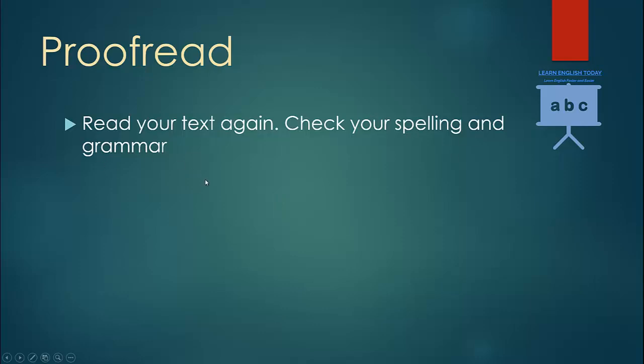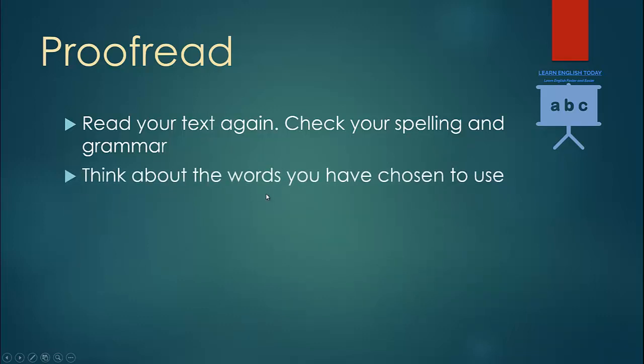So in previous steps, we just checked the content, not the spelling and grammar. So in proofread, we just check the spelling, whether the words that we use are correct, and the grammar structures. And we can think about the words that you have chosen to use. Maybe some words are not appropriate in their position, so you can change them and use other words.